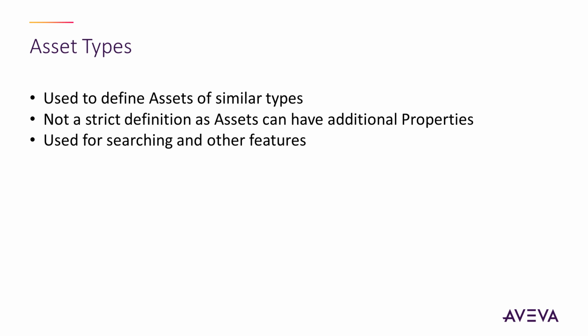And lastly, I'll just quickly touch on asset types, and these are used to define assets of similar types. It's not a strict definition, as assets can have additional properties that are not on their asset type, which differs from the way stream types work. And the main benefit of asset types is that they are used for searching, as they can categorize your assets, and they're used for other features within our portal, along with other visualization tools.